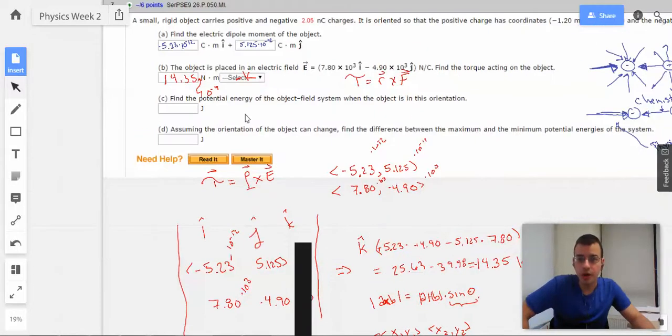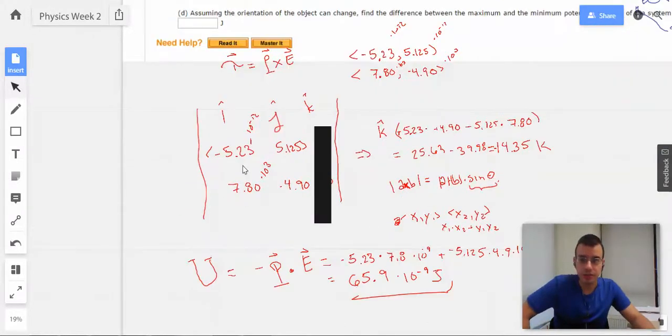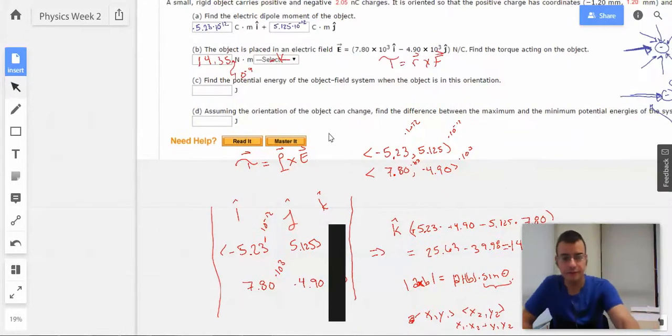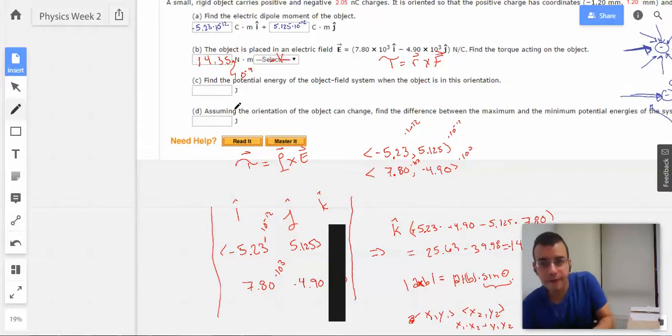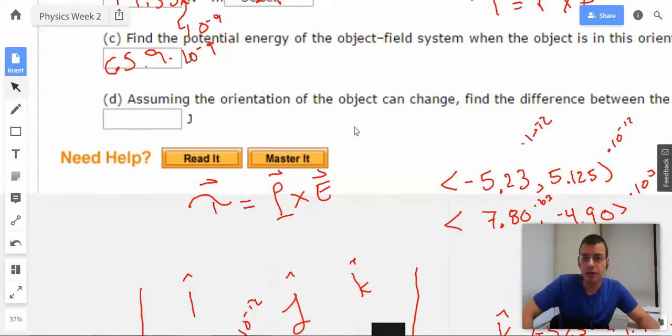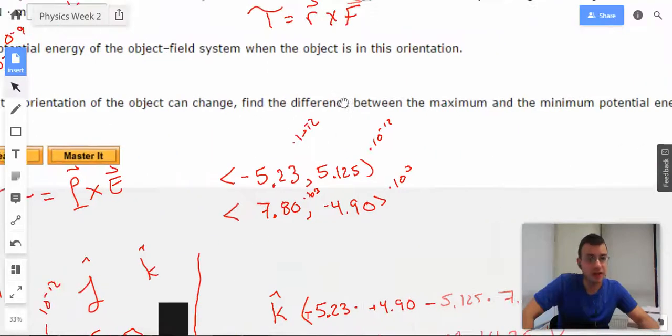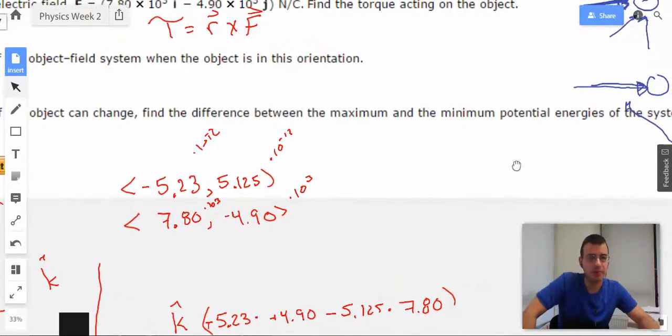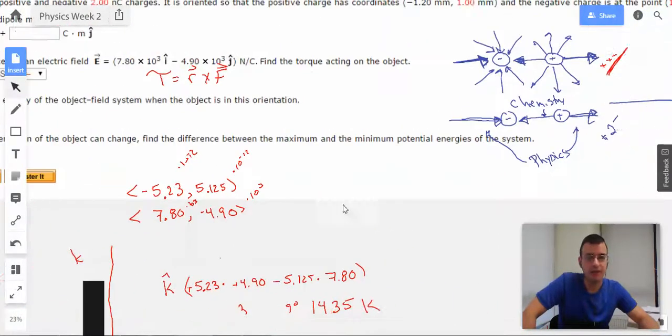All right, so this is 65.9 times 10 to the negative 9th. Next question: assuming the orientation of the object can change, find the difference between the maximum and minimum potential energies of the system.